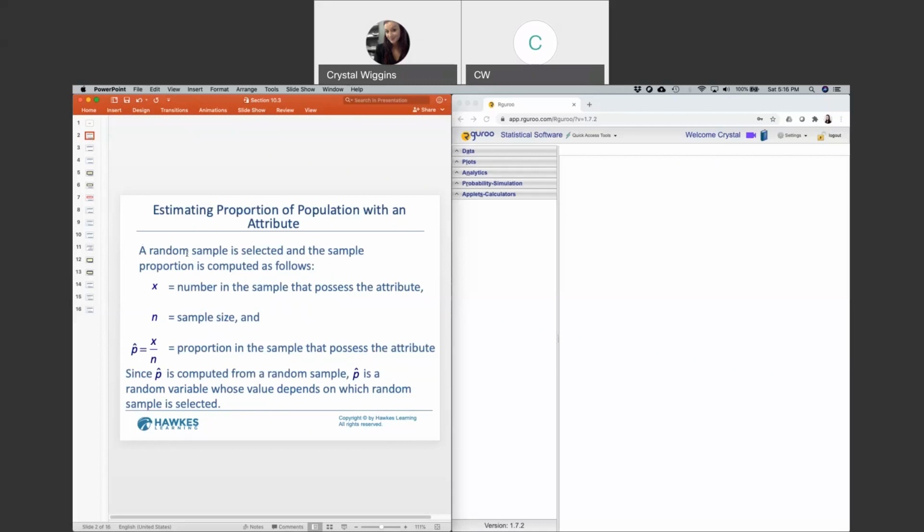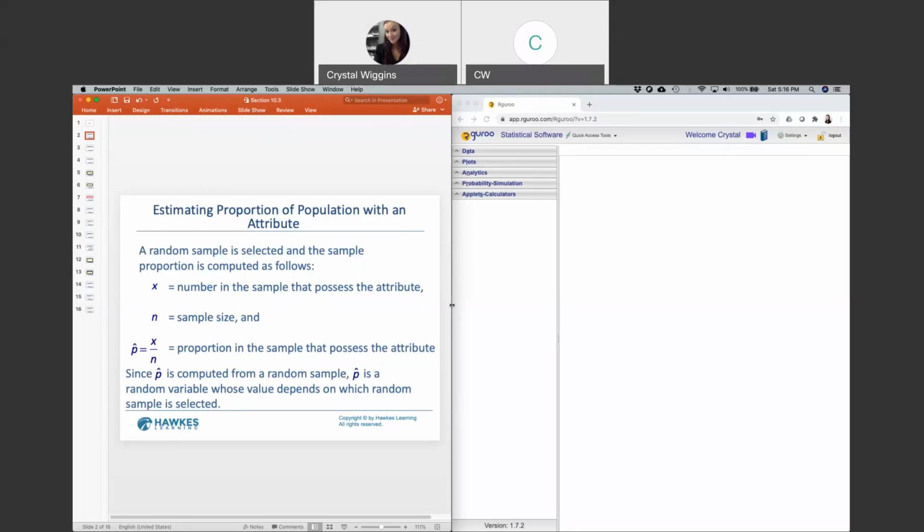In a random sample that's selected, the sample proportion is computed as follows. We let X represent the number in the sample that possesses a particular characteristic that we're looking for. One of my famous examples is M&Ms. If we're looking at the world of M&Ms, let's say X represents the count of red M&Ms, and n equals the sample size. So let's say I took a sample size of 1,000.